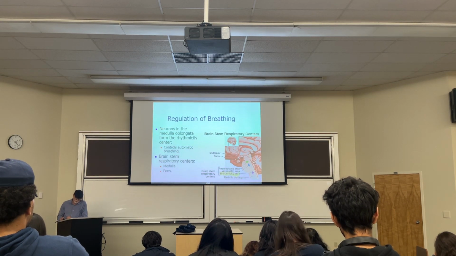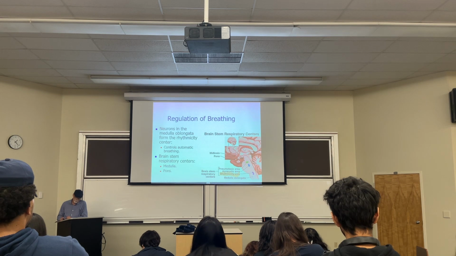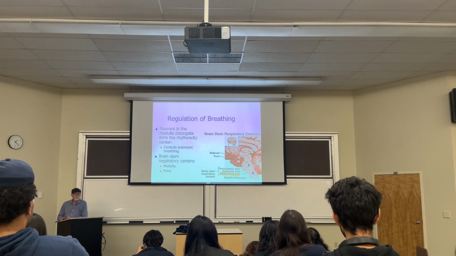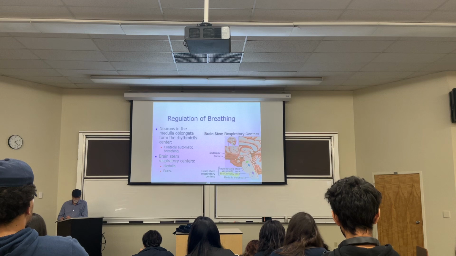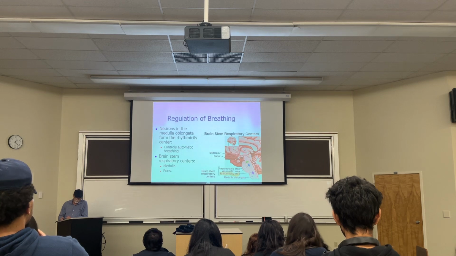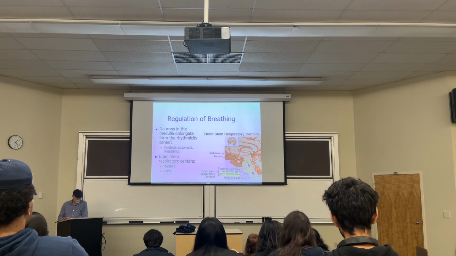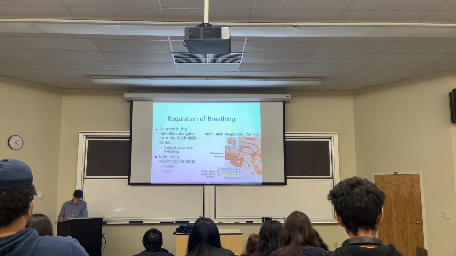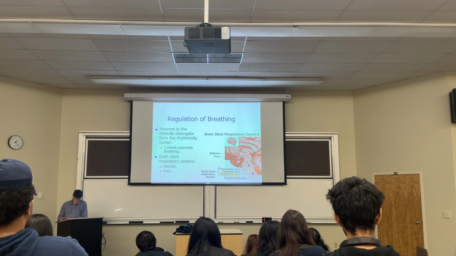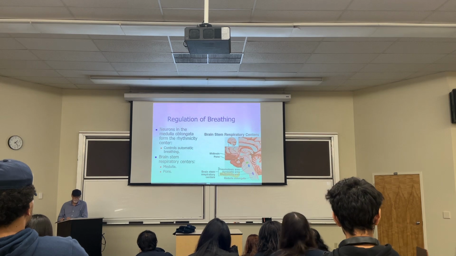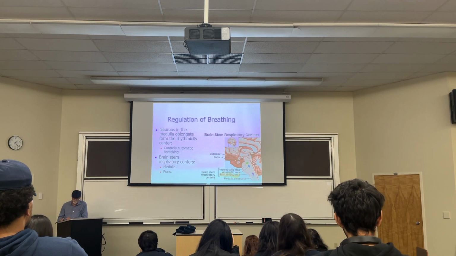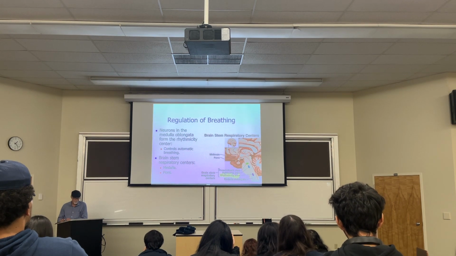In addition to this rhythmicity area, we have two other areas which are in the pons, not in the medulla, which assist the rhythmicity area in the medulla oblongata in their breathing control tasks. So let's talk about each of these. First, the rhythmicity center, that's this here. We have a dorsal and a ventral. Dorsal is to the back, ventral to the front of this area.